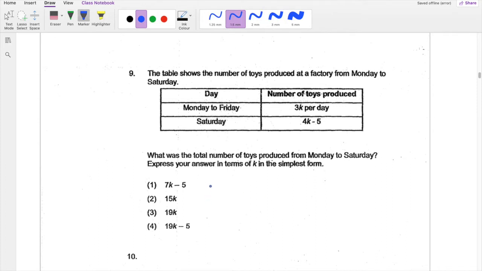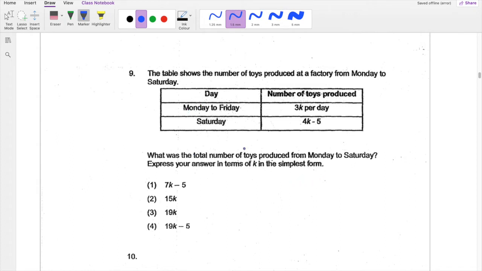So question 9. The table shows the number of toys produced at a factory from Monday to Saturday. We see that from Monday to Friday, they have 3K per day, while on Saturday it's different: it's 4K minus 5. So, what's the total number of toys produced from Monday to Saturday? Express your answer in terms of K in the simplest form.